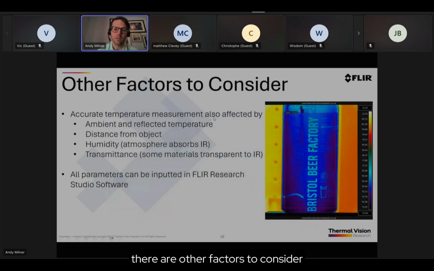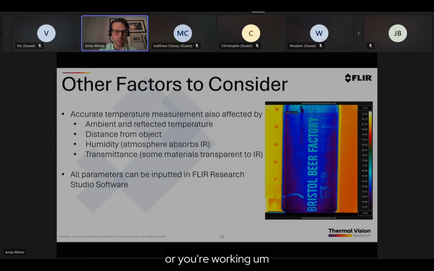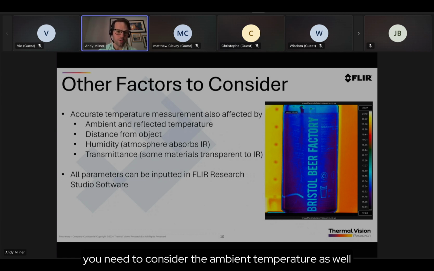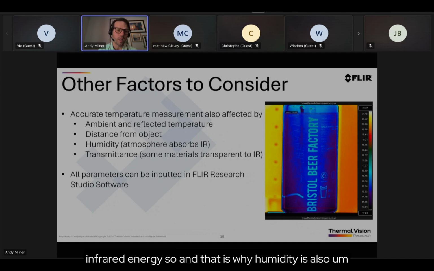As well as emissivity, there are other factors to consider. Most of these in a lab environment won't have much bearing at all on the absolute temperature. But if you're working with very hot objects nearby, or you're working in low room temperature environments, you need to consider the ambient temperature as well, and the reflected temperature of objects around you if you're in the lab. As well, if you're outside, the distance from the object can come into consideration, because the atmosphere with a lot of moisture in it attenuates the infrared energy.